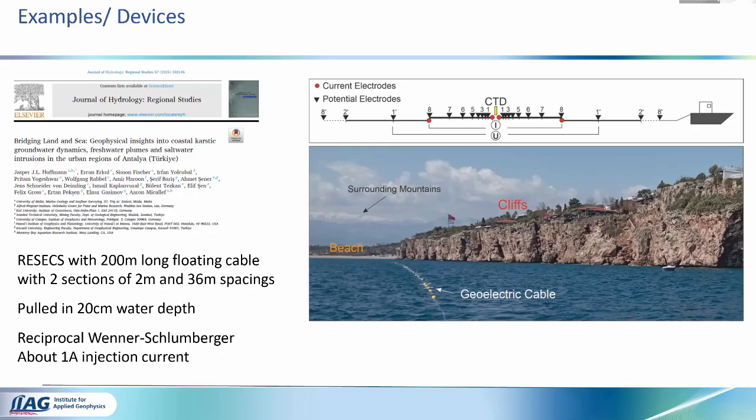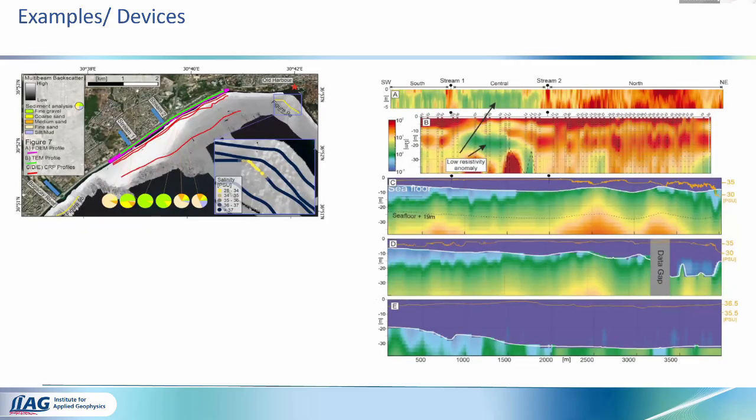And the RESEX is a system which allows you to use much less current, but the accuracy of the potential field readings is much better than for the previous system. And these are one of those results you can get from it. I guess that's a bay in Turkey.